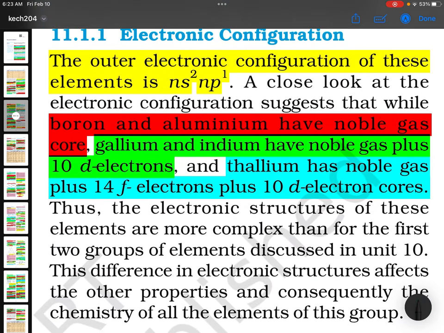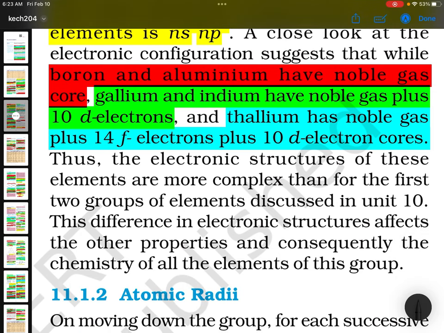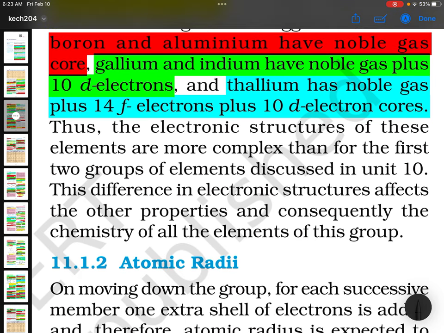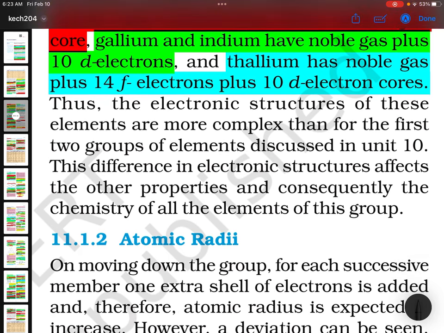Electronic configuration ns2 np1. Here this is interesting, you see. A close look at the electronic configuration suggests that while boron and aluminium have noble gas core, gallium and indium have noble gas plus 10 d electron core, and thallium has noble gas plus 14 f electrons and 10 d electron core. Core means inner electrons. This makes the difference.